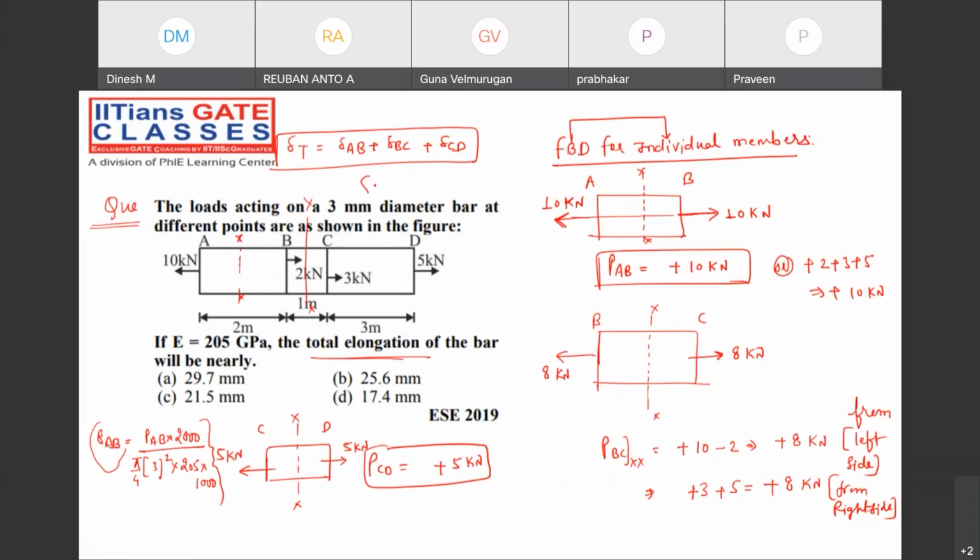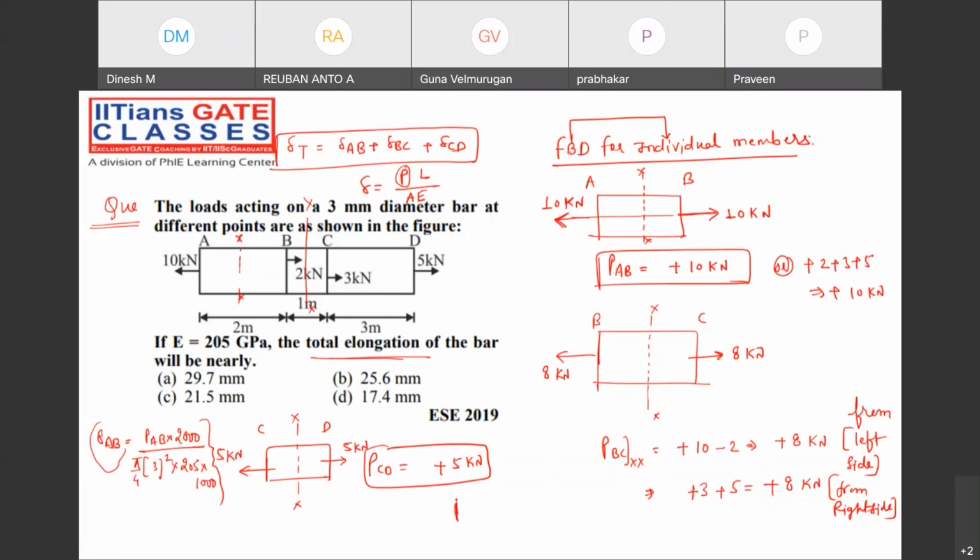For delta, you need only P. That's it. L will be given, A will be given, E will be given. Respective member, respective deformation. Add it, you will be getting the answer. Understanding? And of course, fortunately, they have given the E value same for all the members. But sometimes E value will be different also. Right? Understanding or not?